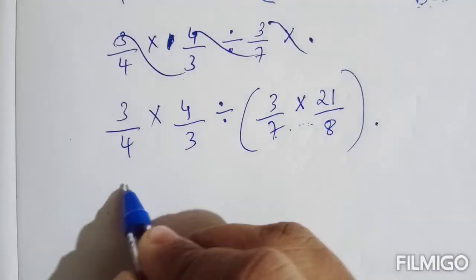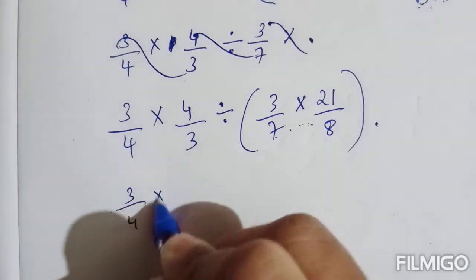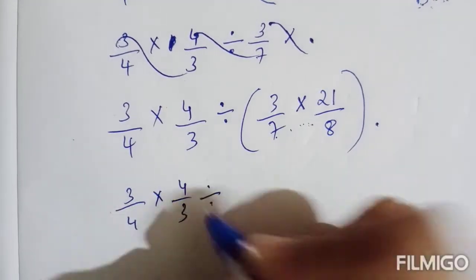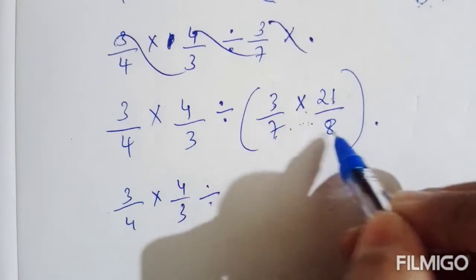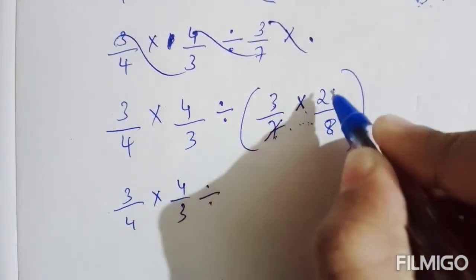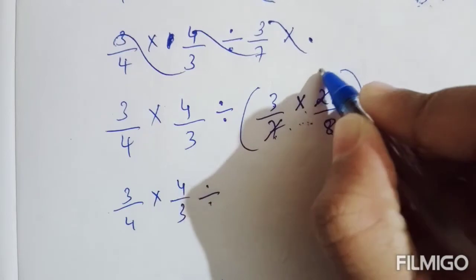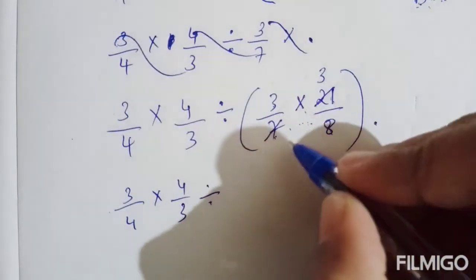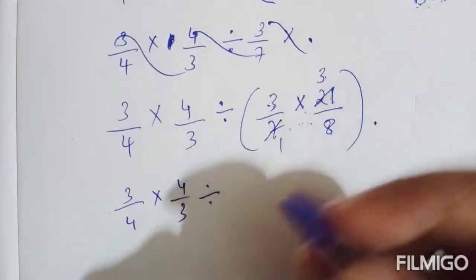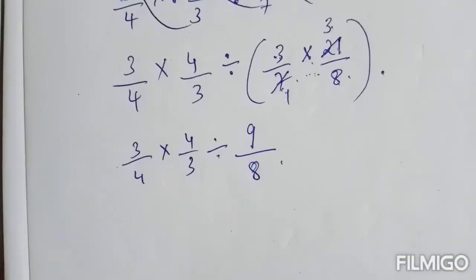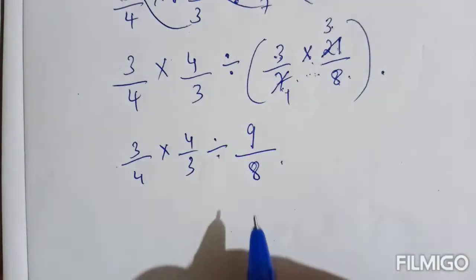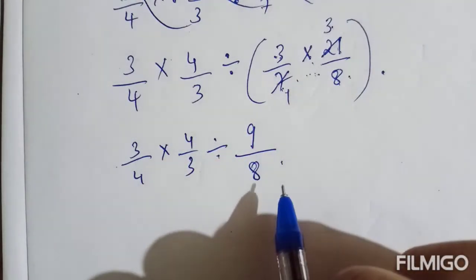So 3/4 into 4/3 divided by 3/7 into 21/8. This 7 and 21: it is 3 here, and 1 here. 3 into 3 is 9 by 1 into 8, 8 you will get. 9/8. On solving 3/7 into 21/8, the answer will be 9/8.